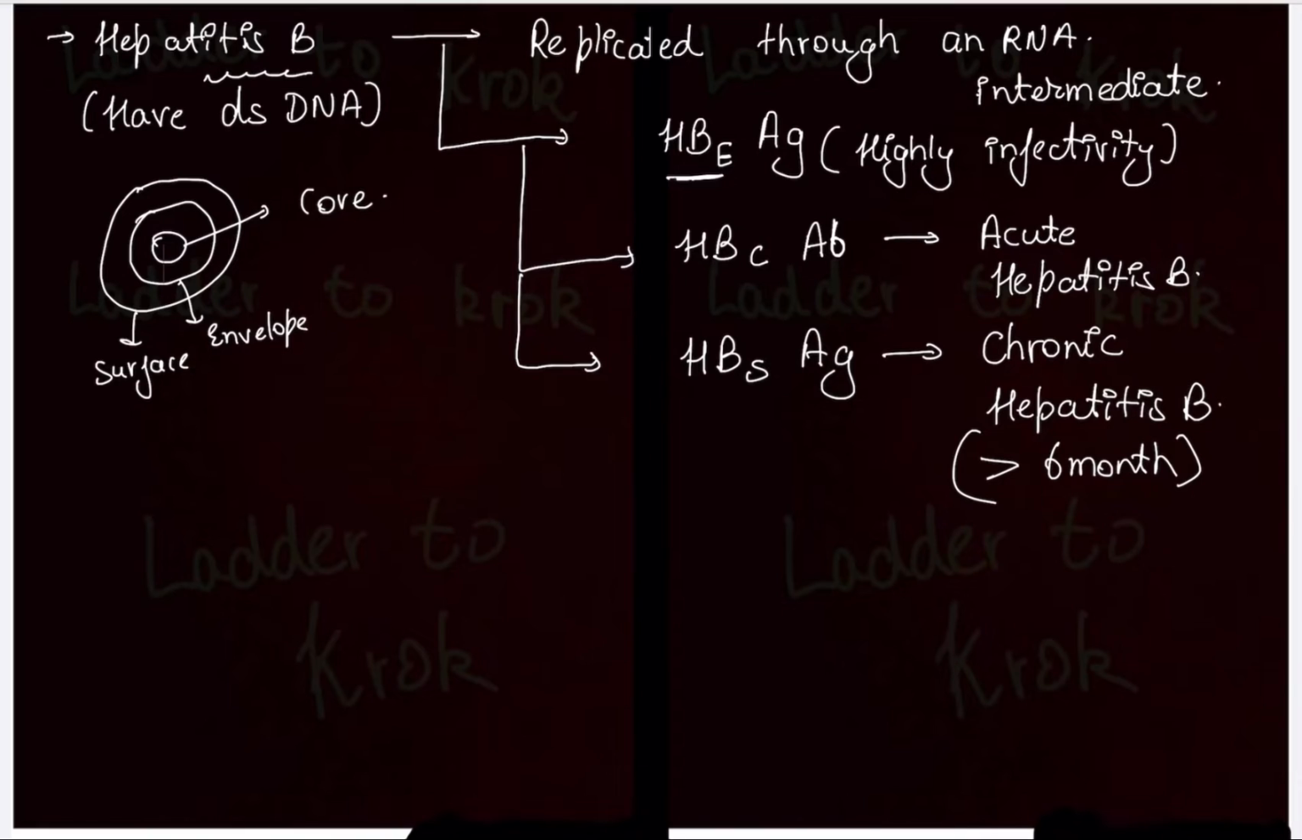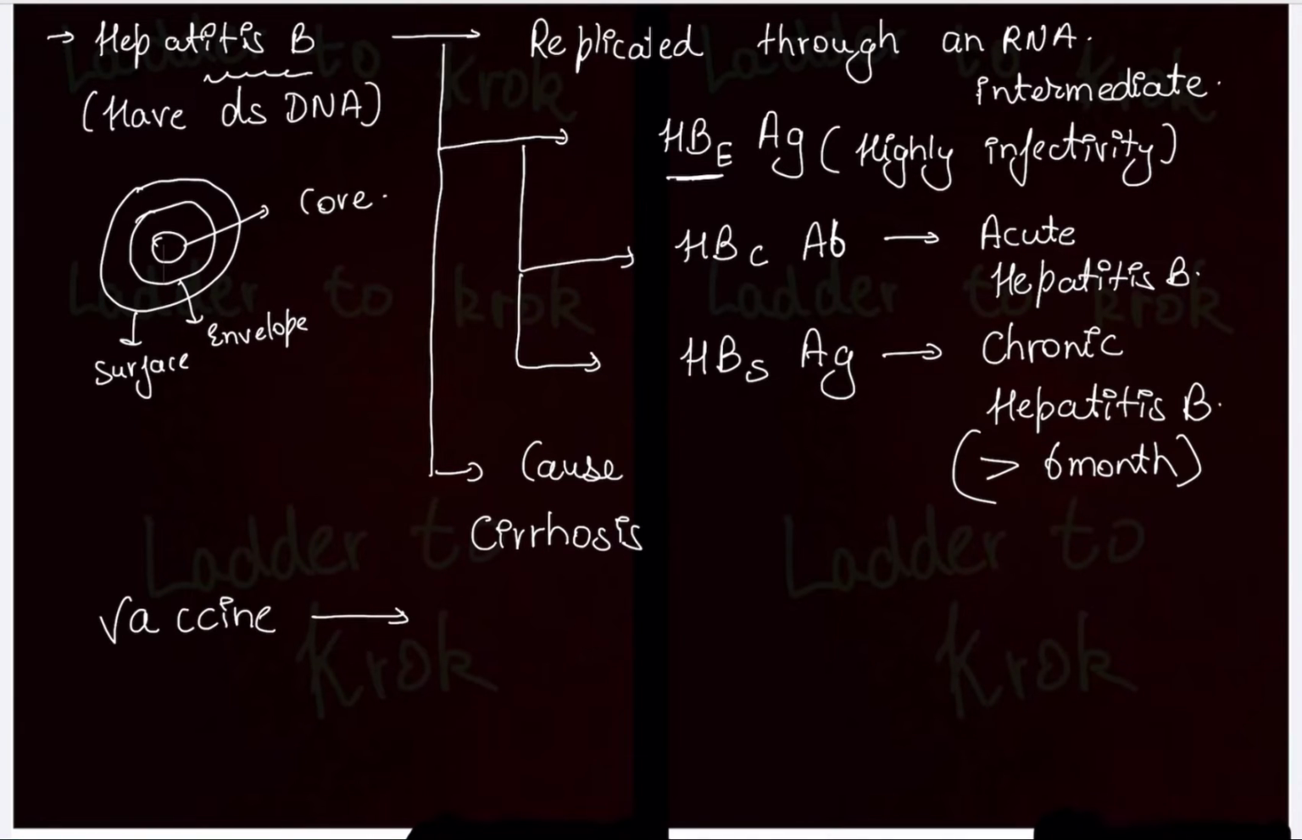Now, hepatitis B usually develops into a chronic stage. After that, it usually causes cirrhosis. Now, what is the vaccine for this? As we know, we have a vaccine. The vaccine for hepatitis B is recombinant hepatitis B surface antigen. We inject this recombinant hepatitis B surface antigen as the vaccine.